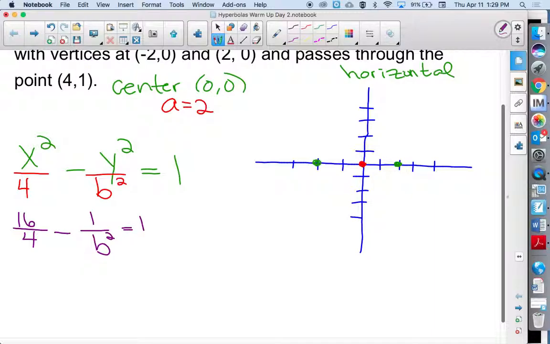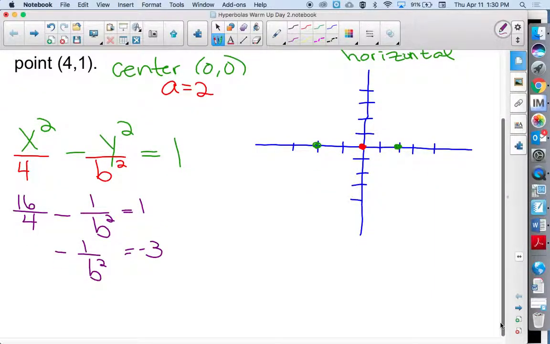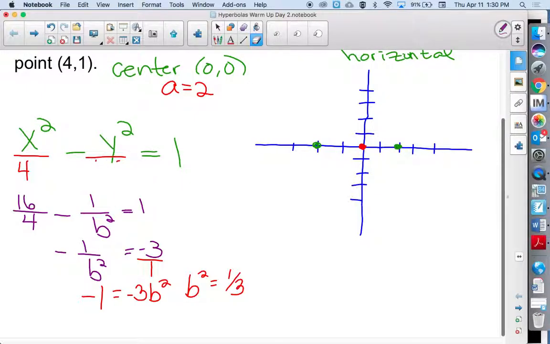16 divided by 4 is 4. Taking that to the other side gives us a -3. And we're left with -1 over b squared equals -3. Kate, how do you get b squared by itself? You can cross multiply and then divide. Yeah. So cross multiply, divide. We would end up having -1 equals -3b squared. So b squared would be +1/3. So when you plug that into your equation, now we have a 1/3.